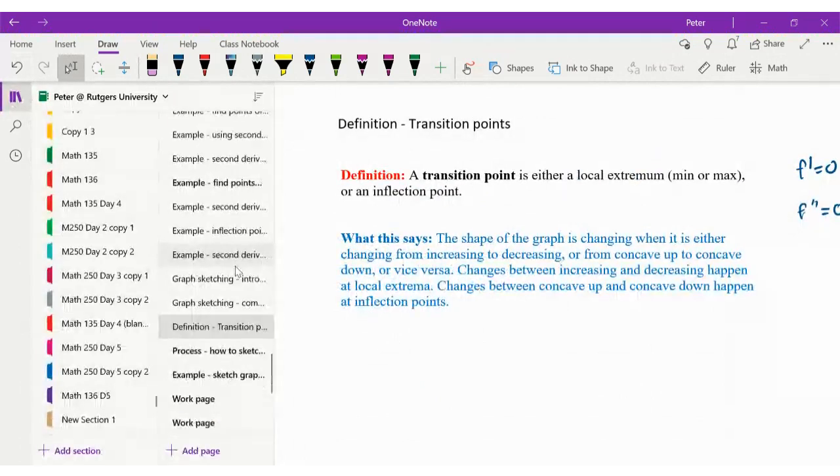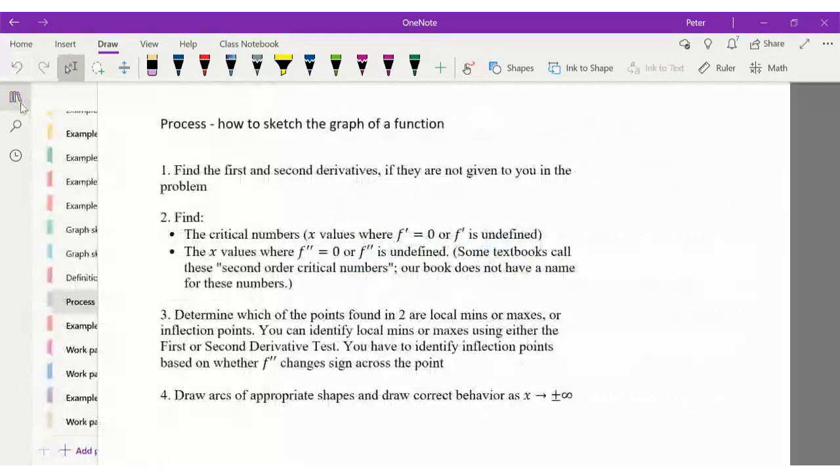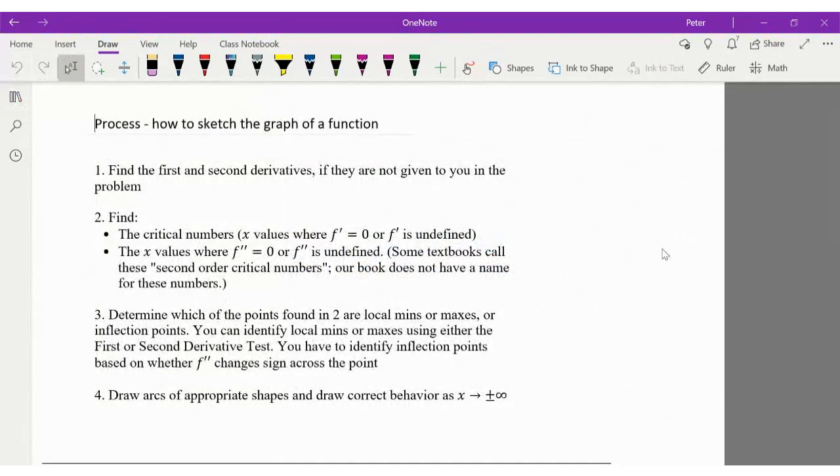So let's see. Here's the process of how to sketch the graph of a function. First thing you do is you find the first and second derivatives if they're not given to you in the problem. Sometimes I'll just give them to you, because frankly, it's a real mess to grade a problem if I say find the first and second derivative and you do them wrong and then you do everything right based on the wrong derivatives and you get the wrong graph. So it's easier, unless it's a really easy derivative to find, if I just tell you what the derivatives are.